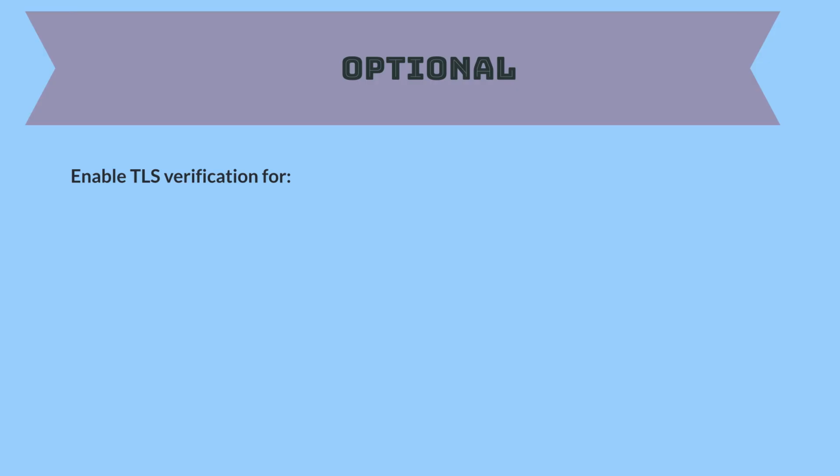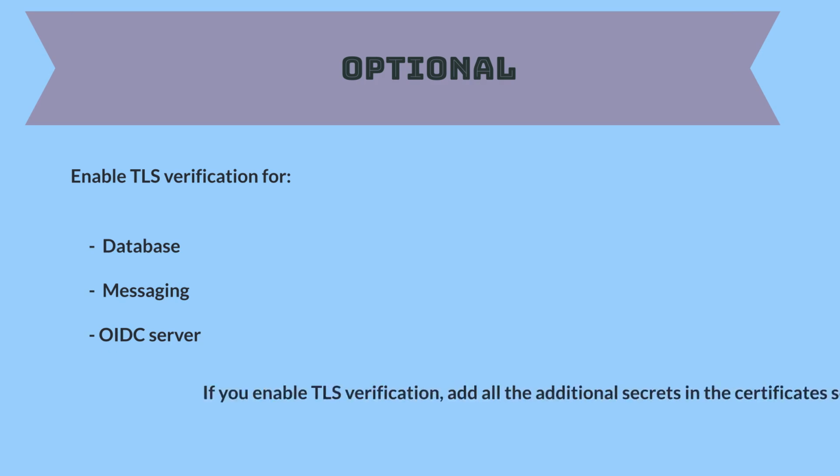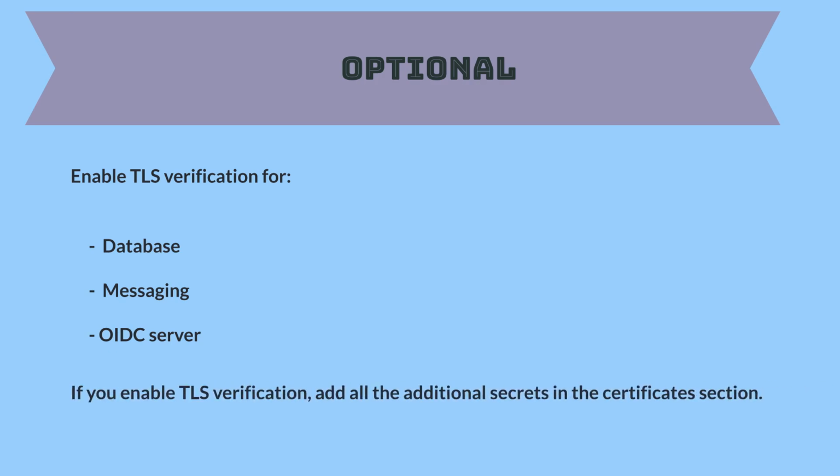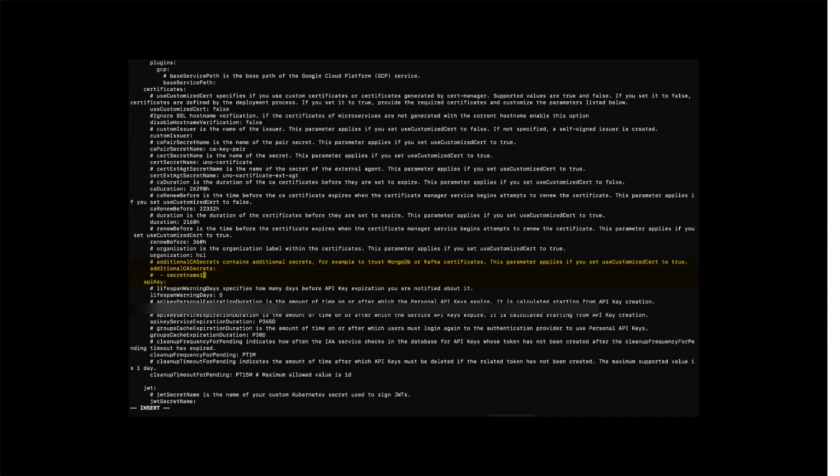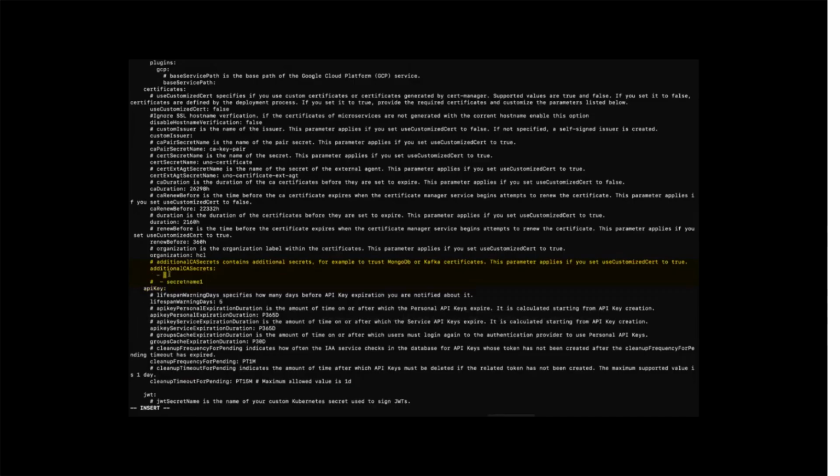It is recommended to enable TLS verification for database, messaging, and OIDC server. If you enable TLS verification, you must add all the additional secrets in the certificates section. For this installation, we will enable the TLS verification for the OIDC server and show how the secrets are added. Update the value of the TLS verification attribute to required to enable TLS for the OIDC server. Then add the secret for the OIDC server under the additional CA secrets attribute in the certificates section. If you enable TLS for database or messaging, you must add the secrets under additional CA secrets.